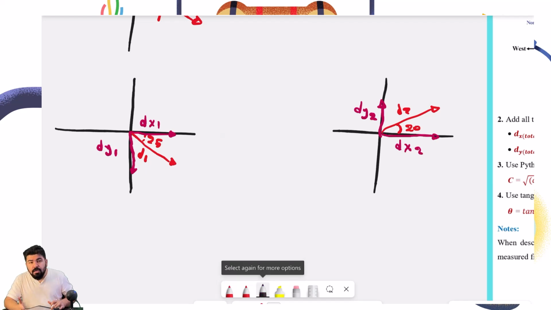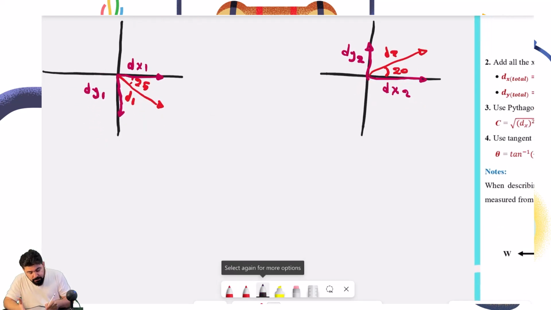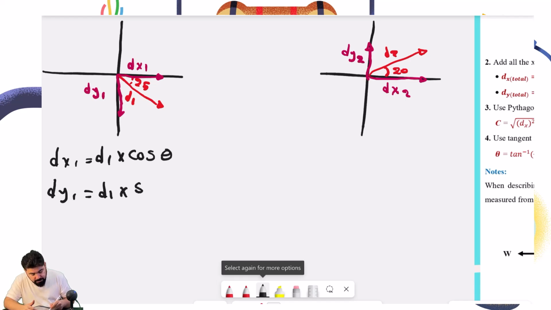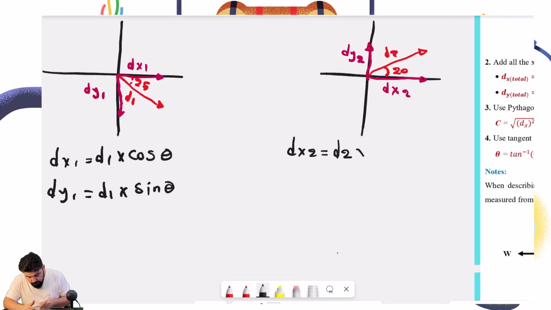How can I do this? You have learned that. Because we have the angle made with the x-axis, dx1 is equal to d1 multiplied by cosine theta. And for y, dy1 is equal to d1 multiplied by sine theta. Do that to the other one too. dx2 is equal to d2 multiplied by cosine theta, and dy2 is equal to d2 multiplied by sine theta.